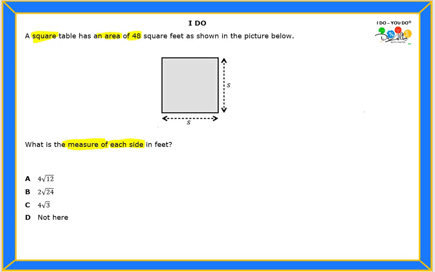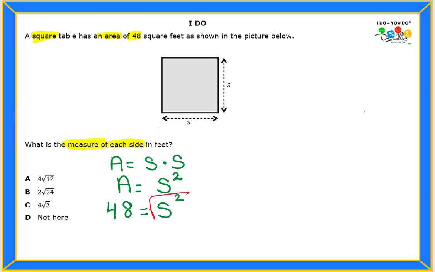Is that right? So what we're going to do is write down my formula. So this will be side times side, which is the same as side squared. Remember that? Okay, and the area is given to us as 48 square feet, right? So if I want to find the measurement of one side, I will need to find the square root on both sides so that I can actually cancel my power, right? And that will be S equals the square root of 48.